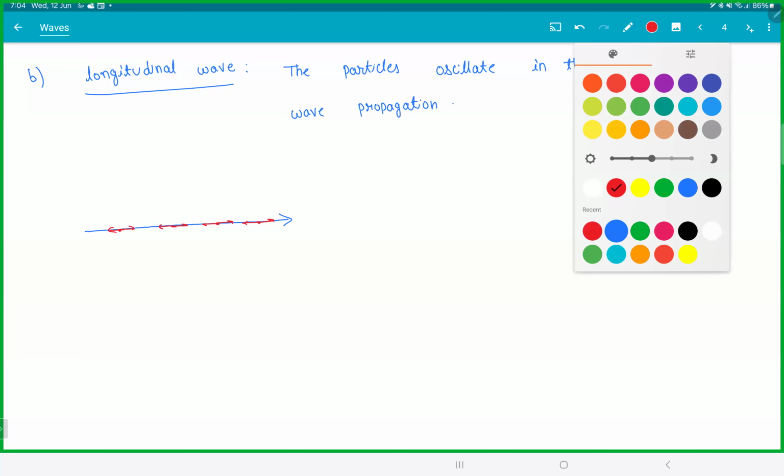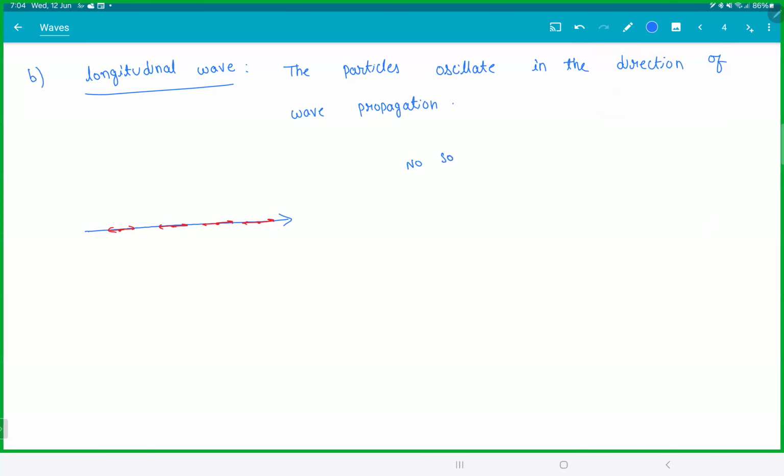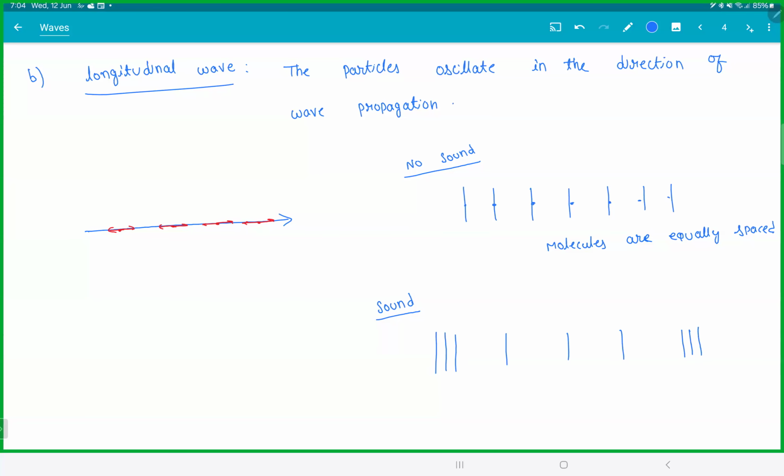Example, sound. Now, if there is no sound in the region, this is how the molecules would look. I'm just representing the molecules with a line. Molecules are almost equally spaced. Now, the moment you apply sound, you will observe some points get compressed, some points get expanded, some compressed, some expanded. This is what you studied in school as rarefaction and compression.